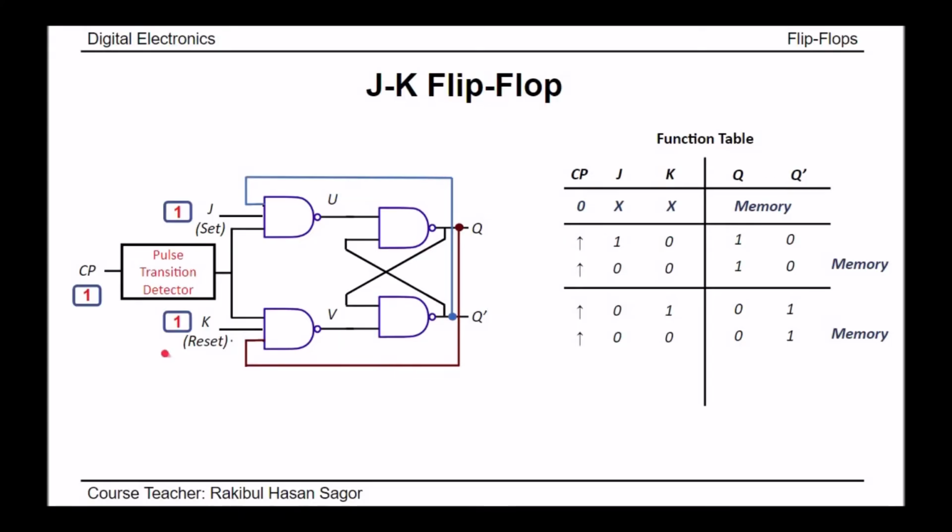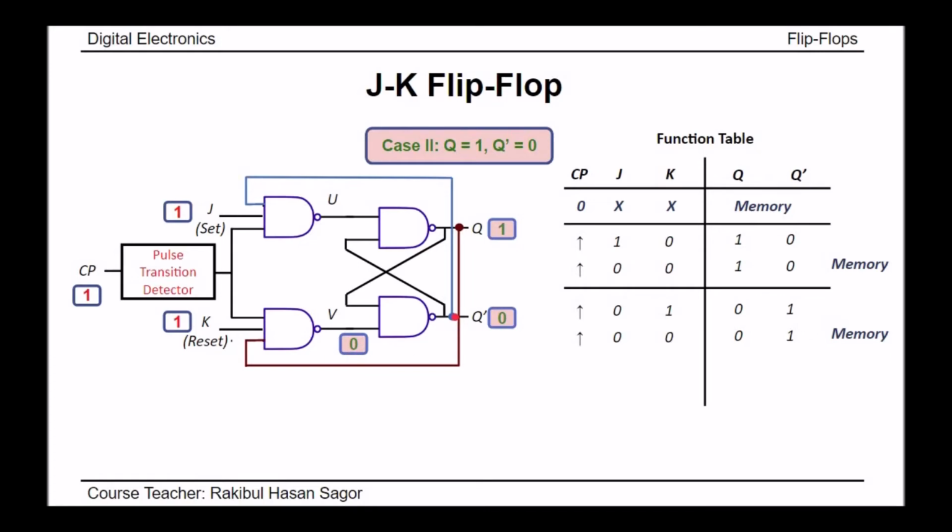For case number 2, again we are taking K equal to 1, J equal to 1, both are 1. In case 2, we'll consider Q equal to 1, Q prime equal to 0, opposite of the previous case. So this 1 value will appear at the K side. We have feedback equal to 1, K equal to 1, and this clock pulse equal to 1. Eventually the output for V will be equal to 0.